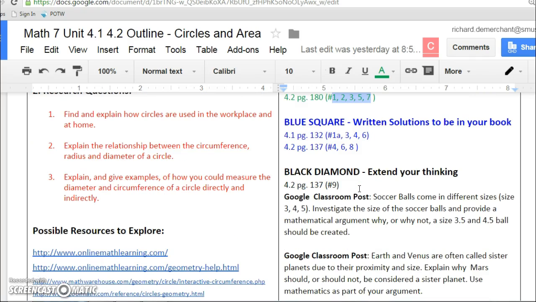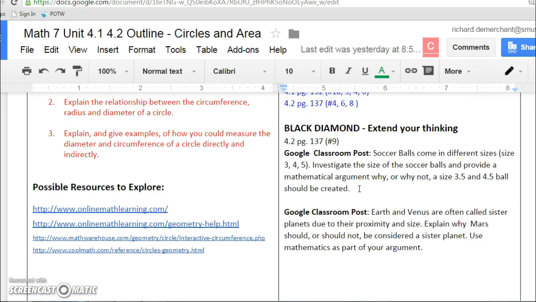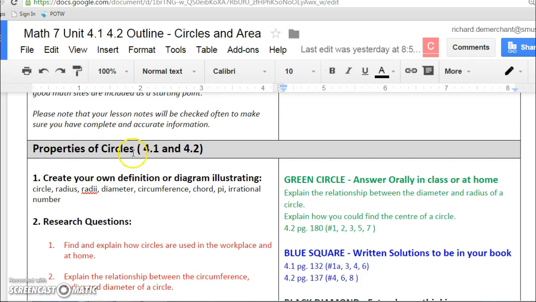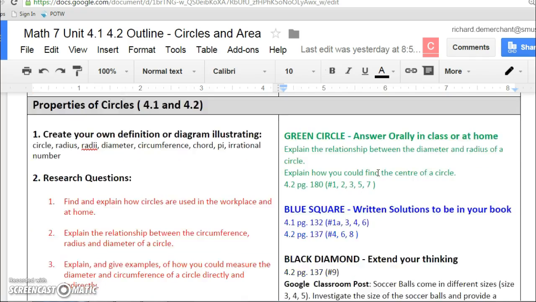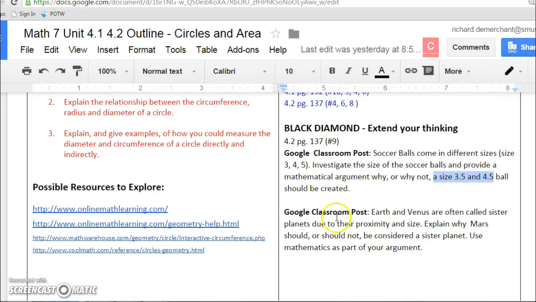Below that, we have black diamond questions, and these are questions that are really meant to extend students' thinking. For example, our first question talks about soccer balls and why it may not make sense to create a soccer ball that's a 3.5 or a 4.5 size. So these questions are meant to be tied directly into the properties of circles. So we want students to think about that mathematics in the real world in this case. Each of these questions may change over time.